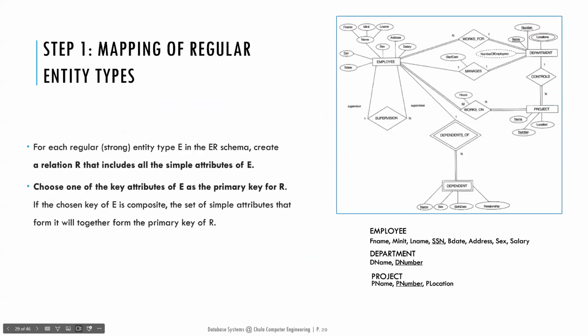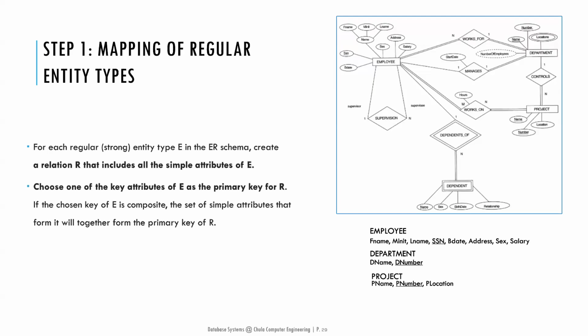Okay. Step number one is to map from the regular entity types, only the regular entity types. So the first step is to look for regular ones. How many regular entity types are there? Three or four? Who says three? Who says four? Okay, let me see.